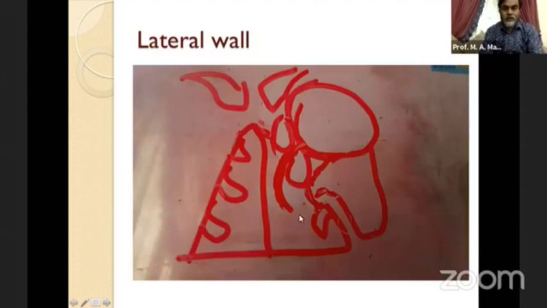Now the lateral wall, as I said, the turbinates, is the opening of the maxillary sinus. This is the uncinate process. This is the bulla ethmoidalis, and this is the middle turbinate. This part is called the ground lamella. It is a part of the middle turbinate which divides the anterior ethmoid and posterior ethmoid. This one attaches to the skull base and lamina papyracea. This is the frontal sinus.